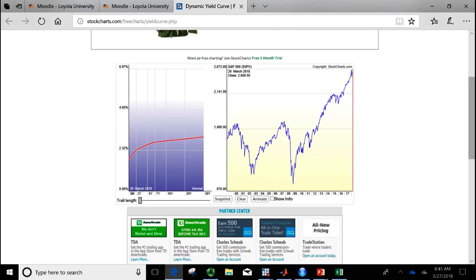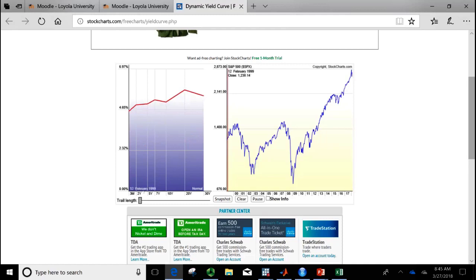Right now, this is set to March 26th, 2018. So literally just one day ago. It was updated yesterday. But when I hit animate, it's going to go back in time, and it's going to show you the yield curve. And I want you to watch for the points where the yield curve flattens or inverts. Those will be key dates where we've had economic crises, you'll see.